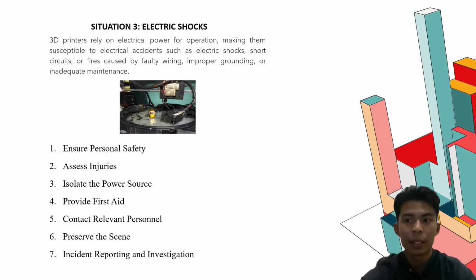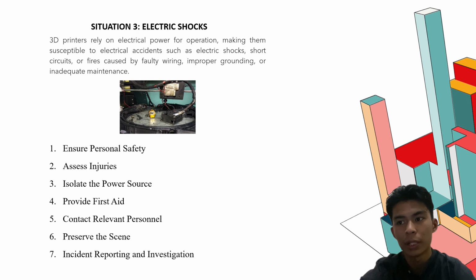3D printers rely on electrical power for operation, making them susceptible to electrical accidents such as electric shocks. When this accident happens, do not attempt to rescue someone if there is still a risk of electric shock. Ensure that the power source is shut off or de-energized before approaching the injured individual or affected area. Contact medical help or emergency services right away.